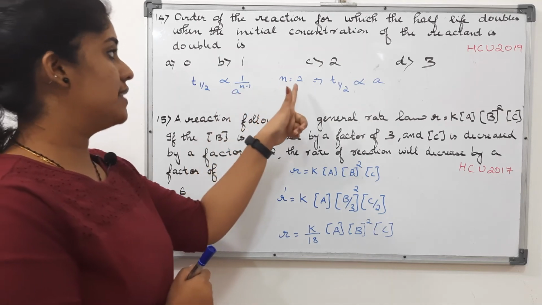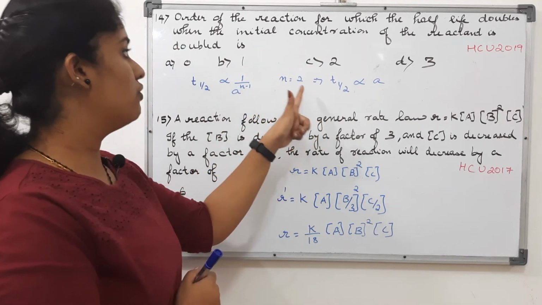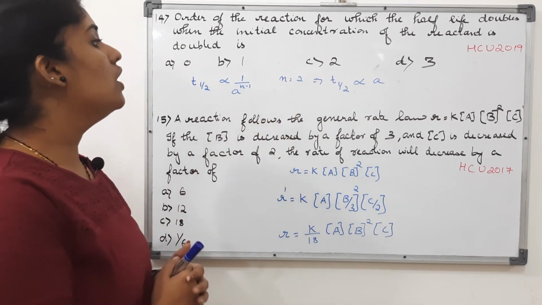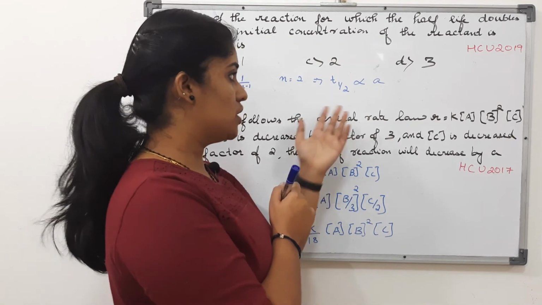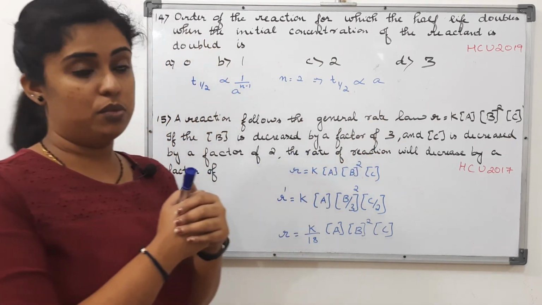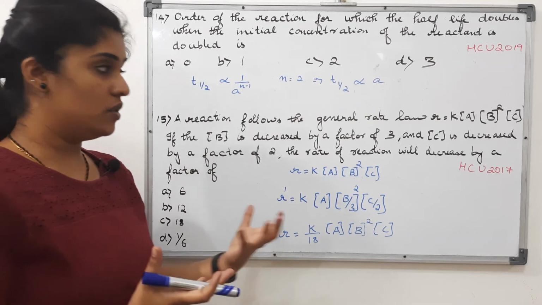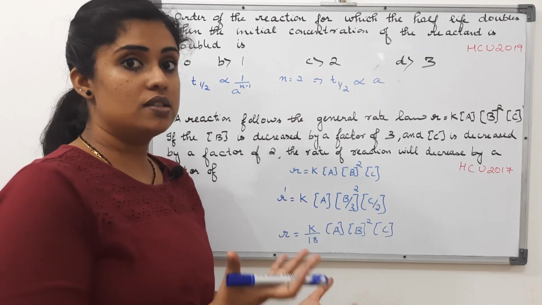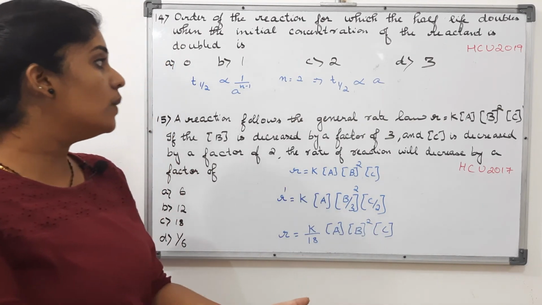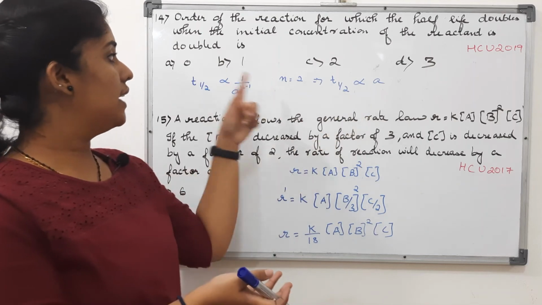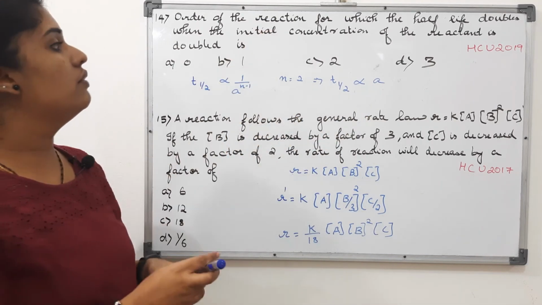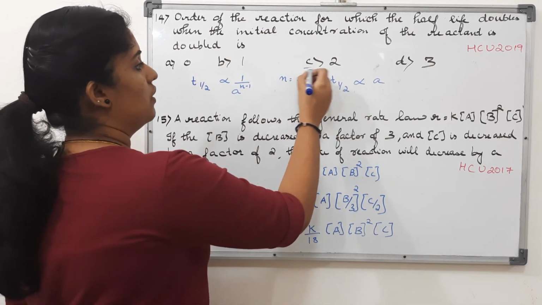It is only for a second order reaction, when n equals 2. If you put the value of n as 2, you would get T half proportional to A, T half being directly proportional to A. So I can say that when my initial concentration is doubled, my T half equally doubles only in the case of n equals 2, or the order of the reaction is 2. It's a second order reaction.